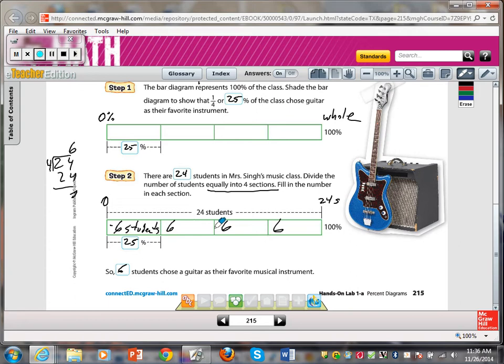Let's say they asked us for 50%. Well, then you know that 25% plus another 25%, that's 50%. So you would say, oh, 12 students is 50%. What if they ask you for 75%? Well, you know that 25, 25, and 25 is 75%. So up to there, you would say, well, let's see, 6, 12, that's 18 students. That would be 75% of 24. So that's basically how a percent bar works. Let's go to the next page.